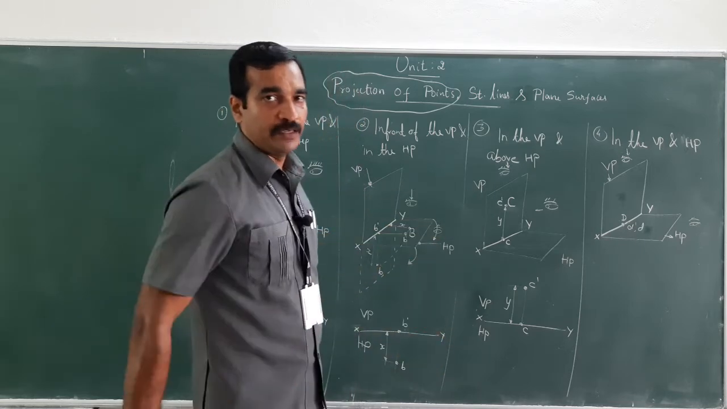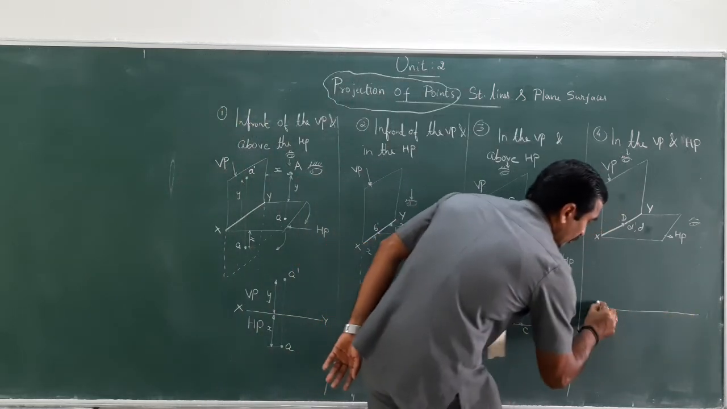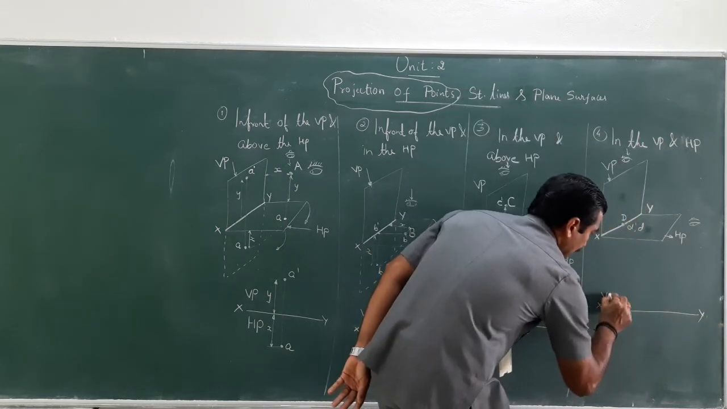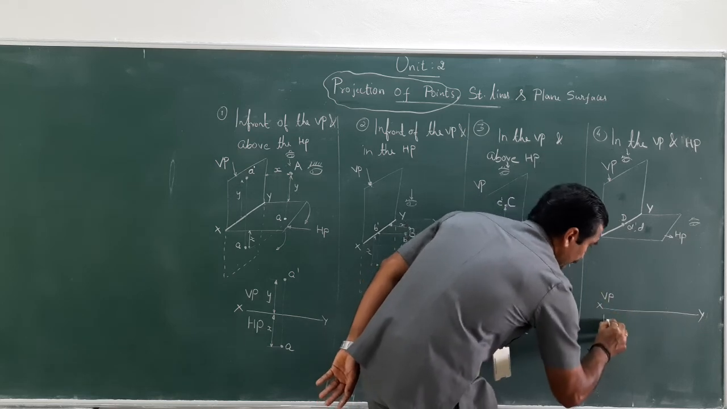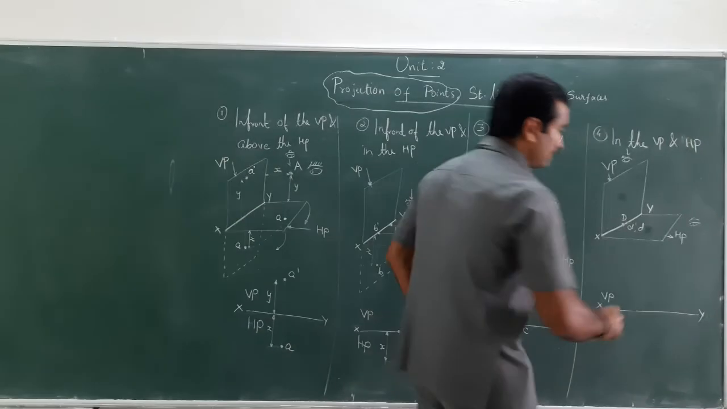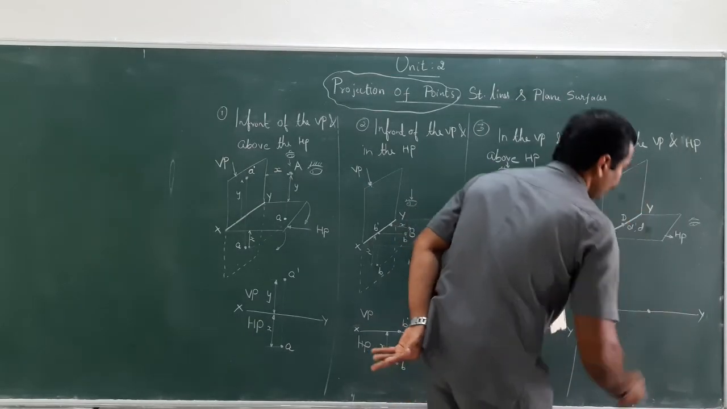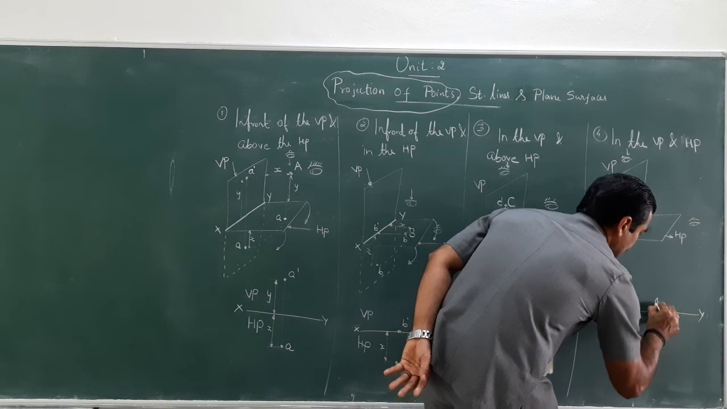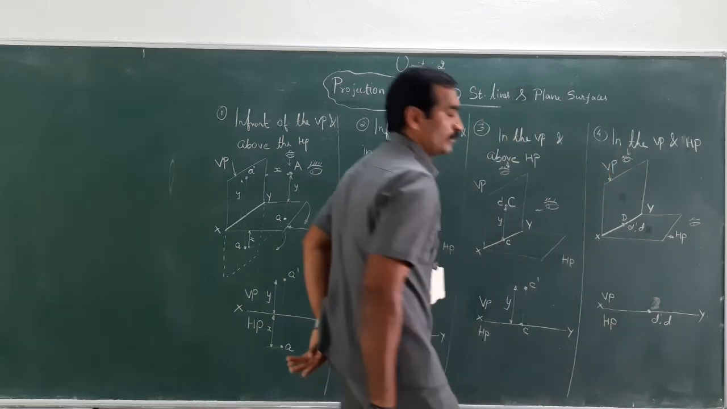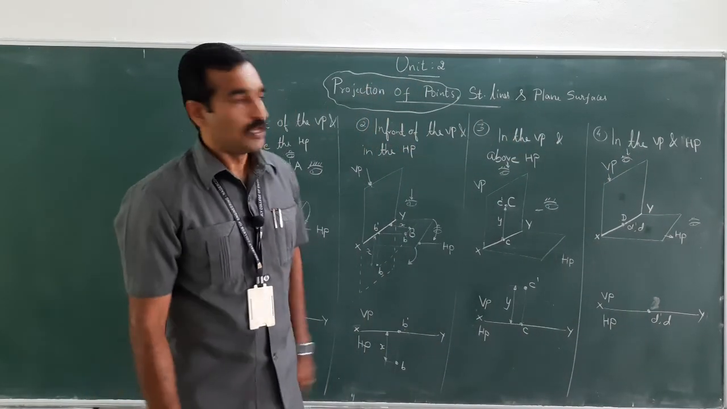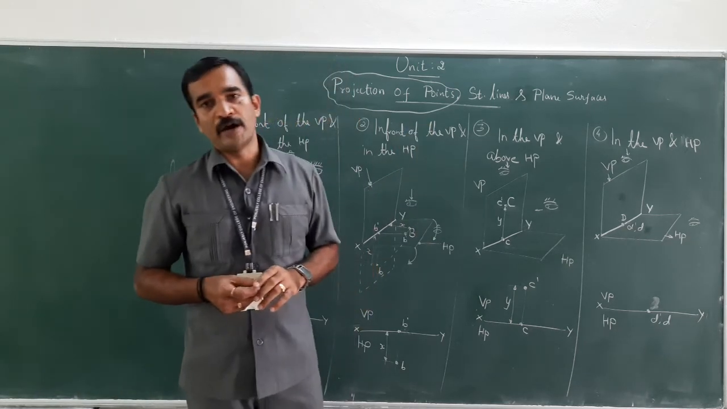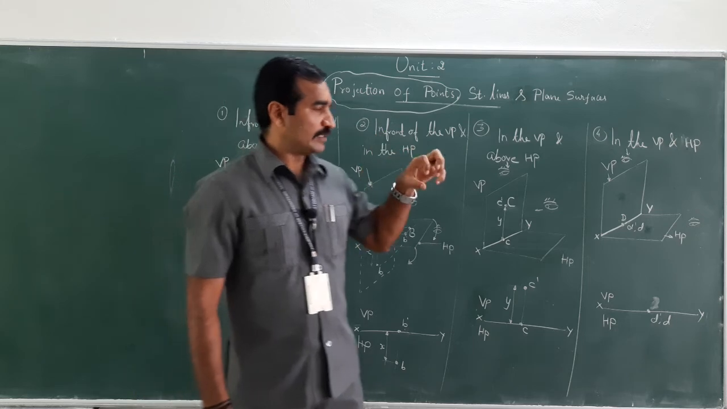How can the projection be obtained? Draw the XY line representing the reference line or ground line. Above XY it is VP and below it is HP. Look here, this object is placed somewhere here and this can be denoted as D dash comma D. So these are the four conditions of projection of points and how the object is placed.